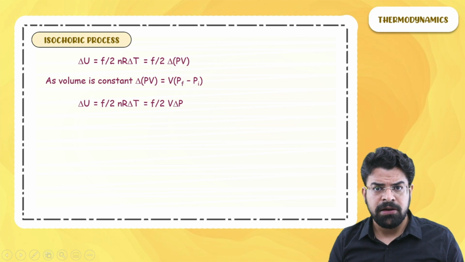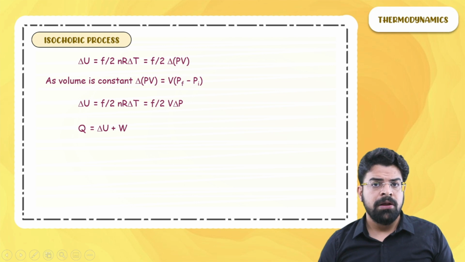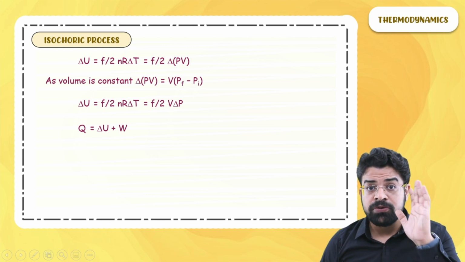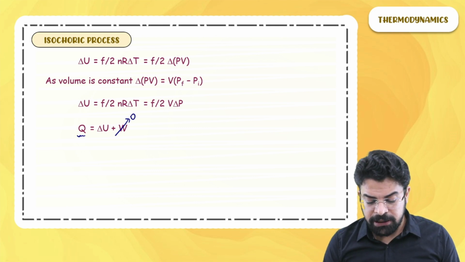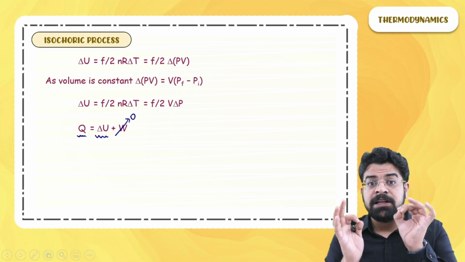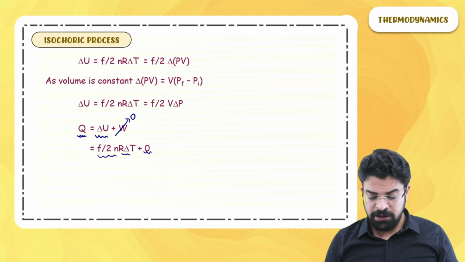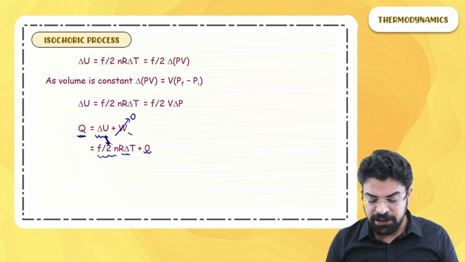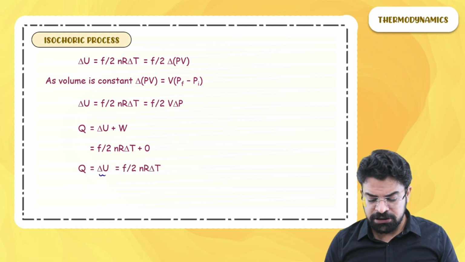Now talking ahead about the heat given. The heat given equals change in internal energy plus work done. The work done in an isochoric process is zero. Volume is not changing, so all the heat given to the gas is utilized by the gas to increase its internal energy. So heat given equals F by 2 nR delta T plus 0. In place of delta U, you can write F by 2 nR delta T, and in place of work done, you can write 0. So the heat given equals the change in internal energy equals F by 2 nR delta T.